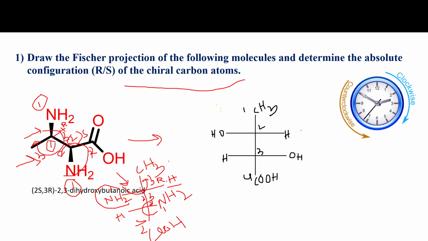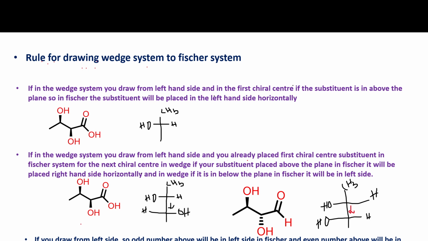So if you know the IUPAC nomenclature of this molecule, the name will start from here: 2S, 3R, 2,3-dihydroxybutanoic acid. And for these cases, 2,3-diaminobutanoic acid. So that is the nomenclature of this molecule.